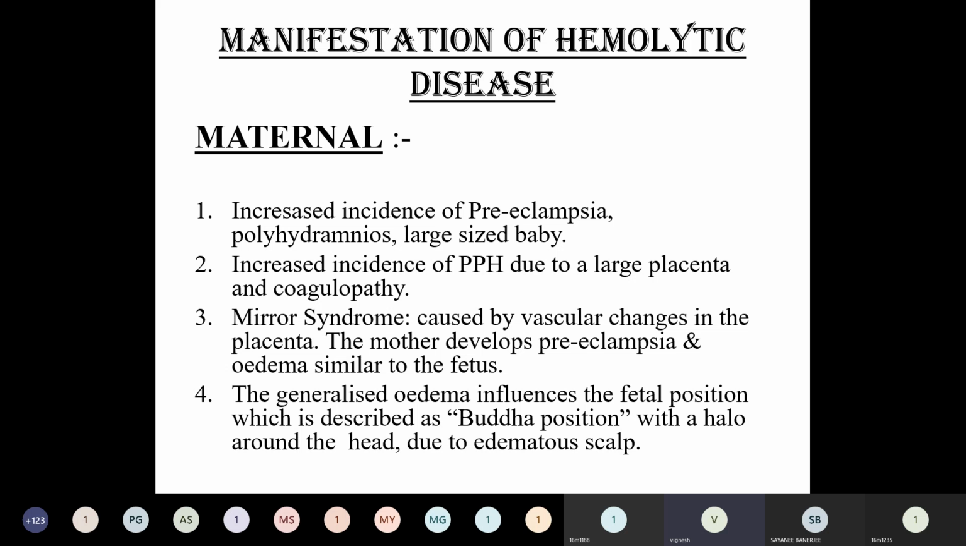There is something called a mirror syndrome. These are caused by vascular changes in the placenta. The mother develops preeclampsia and edema, which is very similar to the fetus. In the fetus, it produces a Buddha position, and that is reflected in the mother as a mirror syndrome. The generalized edema influences the fetal position, which is referred to as Buddha position with a halo around the neck. And this halo is because of the edematous scalp.